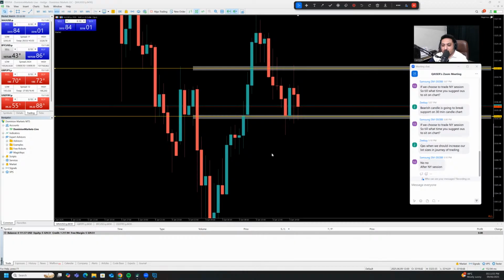When should we increase our lot size in the journey of trading? You know what, once you build your confidence, your lot size will increase automatically, to be honest. Once you build confidence that your structure worked in your favor, soon you will start increasing your lot sizes, and you will never ask this question to anyone. It all depends on your confidence and the risk you are taking, and that you're easy with the risk, whatever you're taking there.